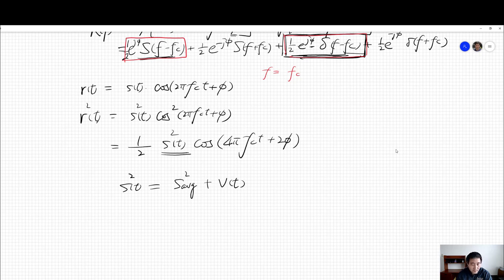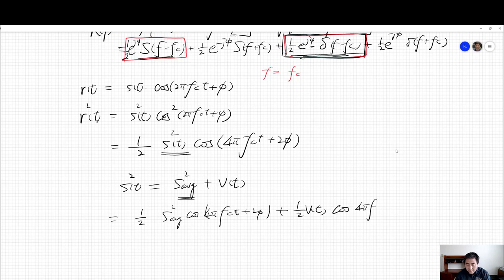Okay, and then we have this intermediate term. It stands out quite like what we had before, that is 1 plus S. The 1 will be standing out. So if we do this, the signal becomes half of S average, which is a constant, times cosine 4 pi fc t plus 2 phi, plus half of V(t), which is relatively small compared with S average, times cosine 4 pi fc t plus 2 phi.